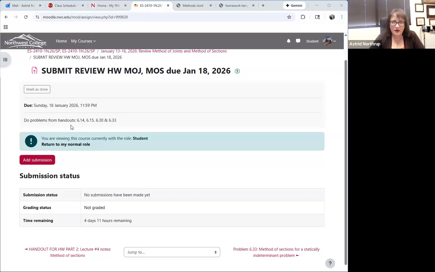Okay, so there's only 4 problems from those handouts. There's 2 method of sections, 2 method of joints, and when you get those done, then you're done with your homework review and you're ready to move on to homework number 1.